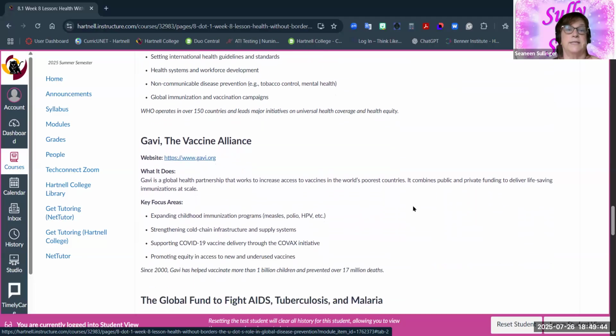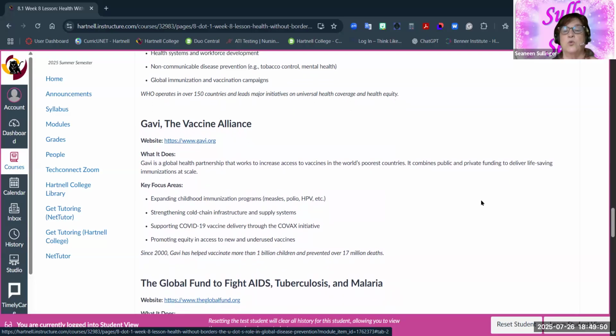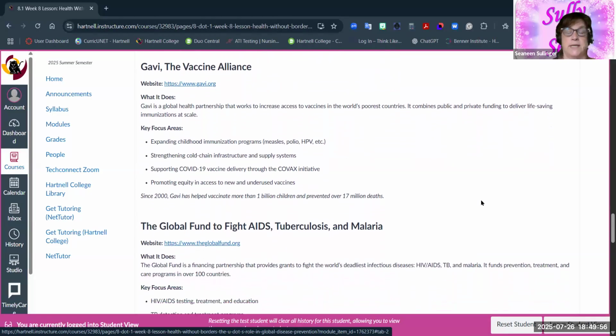Gavi, we mentioned that earlier, the Vaccine Alliance. So it's a global health partnership to increase access to vaccines in the world's poorest countries, combines public and private funding to deliver life-saving immunizations at scale. So they are able to expand programs because they can work to create the vaccines, to produce the vaccines, to get them where they need to be, to support people to administer the vaccines, to help people, children especially, get to where they need to get to have the vaccines. And so, yeah, helping with the supply chain, and equity and access to new and underused vaccines.